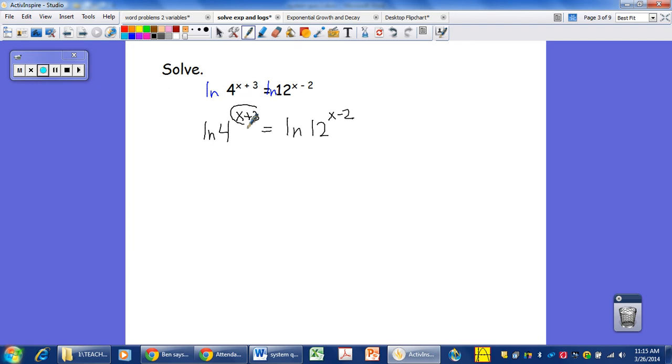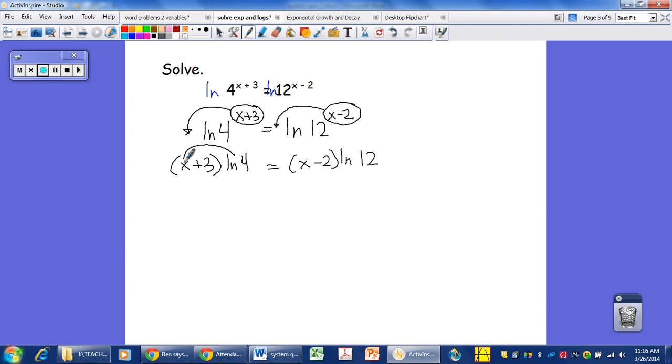So we're going to take both of our powers and move them in front to become products. So x plus 3 times the natural log of 4 equals x minus 2 times the natural log of 12. So here we have some number. Remember, the natural log of 4 is a number. The natural log of 12 is a number. If you type it into your calculator, what you get out is a number. It might be a decimal, but we can still treat it like a number.